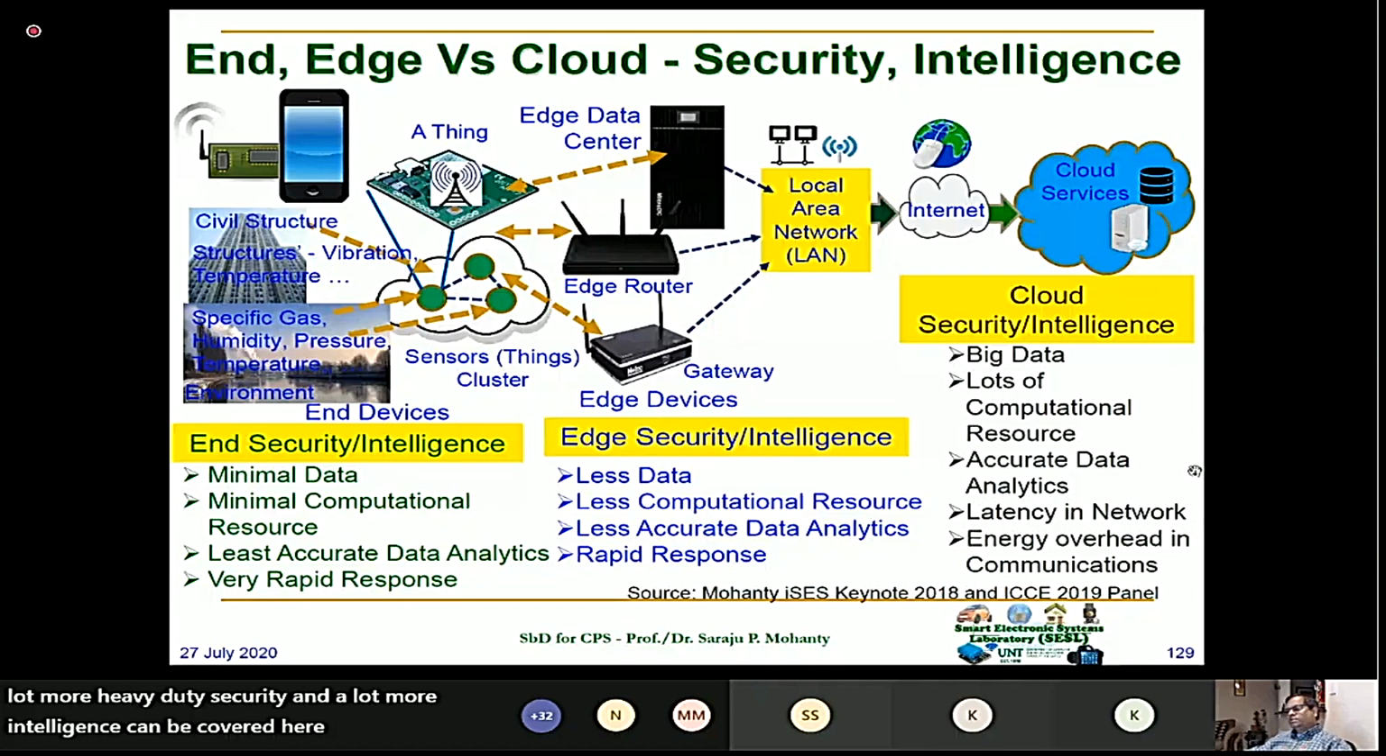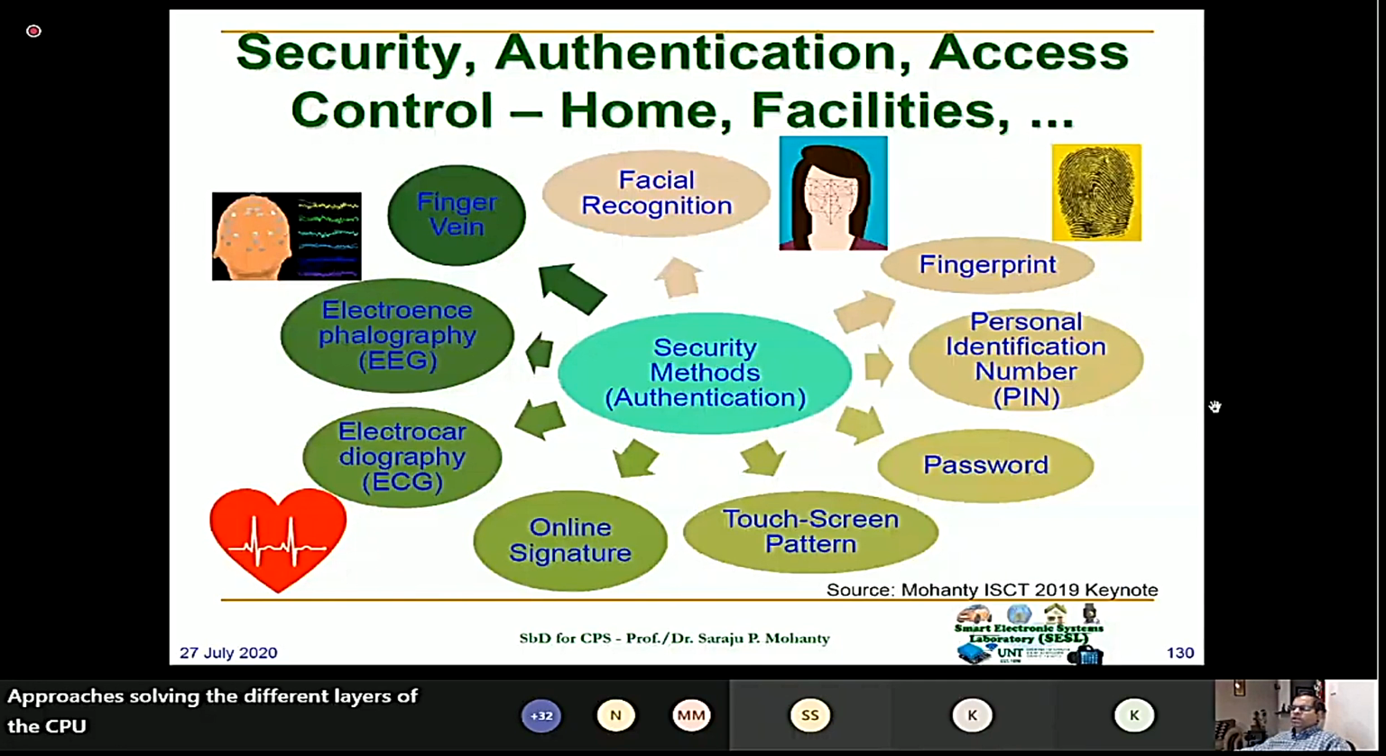So these are different trade-offs one has to make at different nodes in the overall CPS paradigm, and only then can we have a foolproof secure-by-design approach solving the different layers of the CPS. And in a bigger CPS, definitely this is 101, access control and all these things. What is the key message I'm providing here?